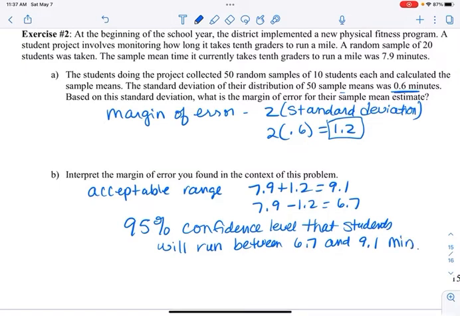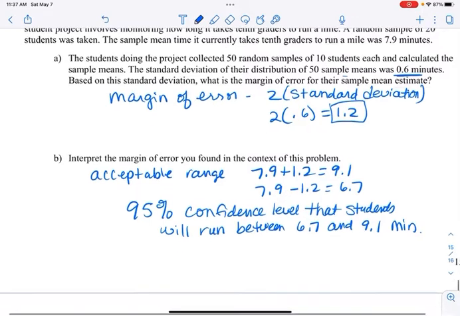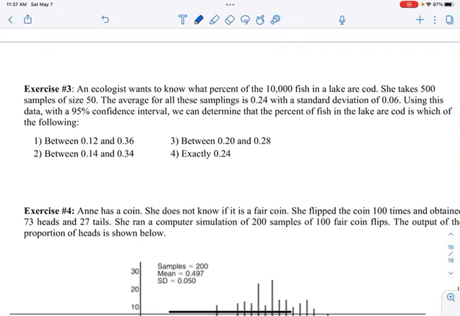Okay, so I'm confident that that will be their time. All right, I just have a few more to try. One of these is a Regents question on the back. An ecologist wants to know what percent of the 10,000 fish in a lake are cod. She takes 500 samples of size 50. The average for all these samples is 0.24 with a standard deviation of 0.06.